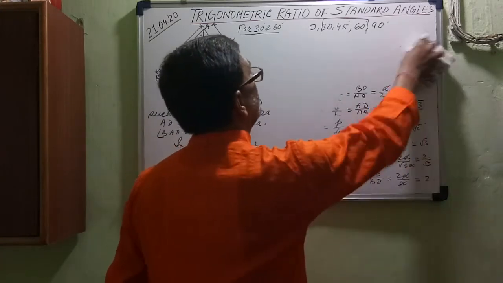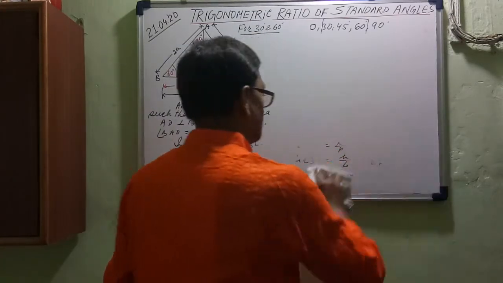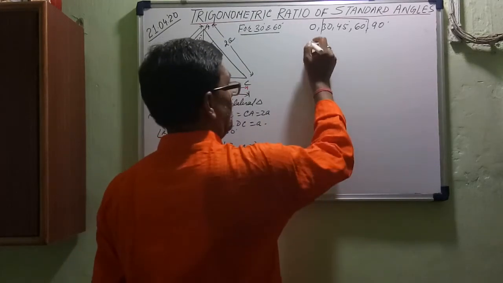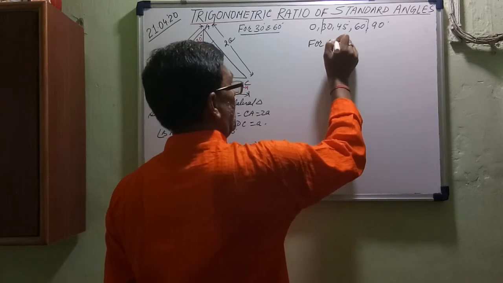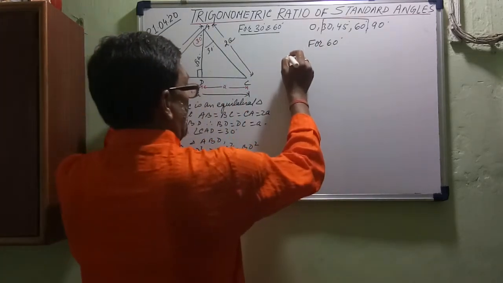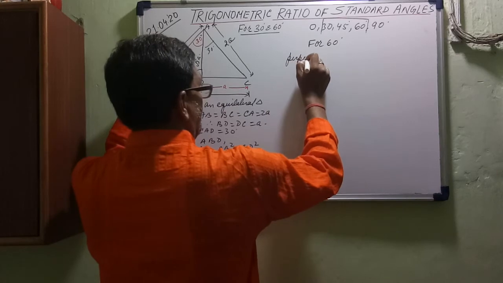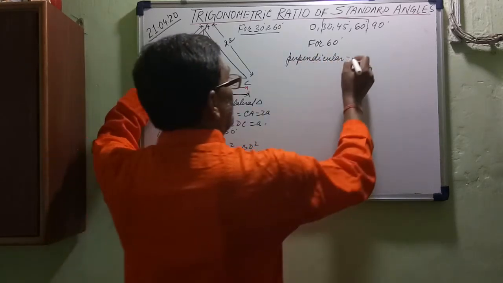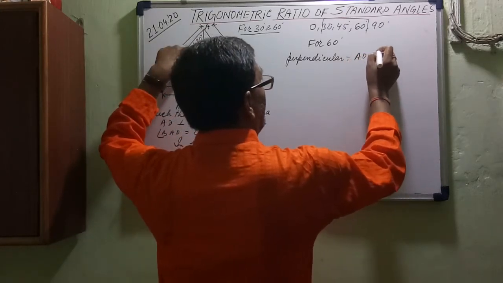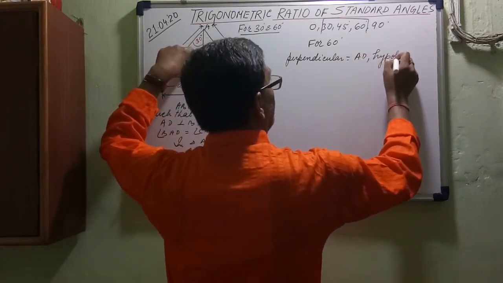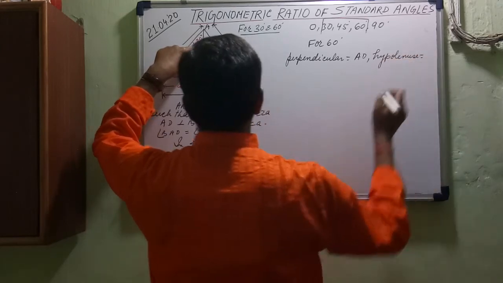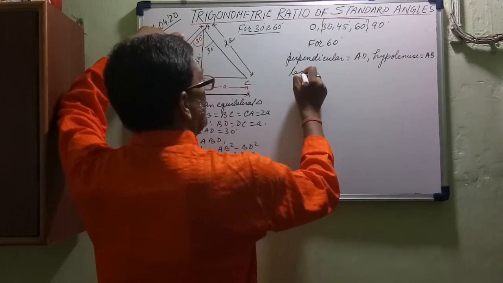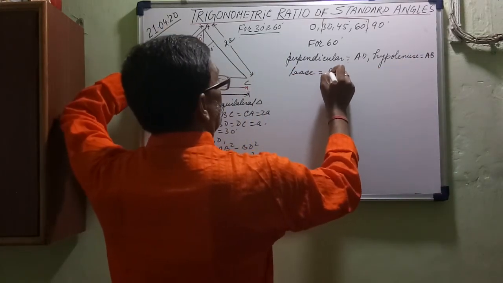Look at here. Now, for 60 degree, what will you do? You find out the perpendicular. How much? AD. Hypotenuse. How much? AB. And base. How much? BD.